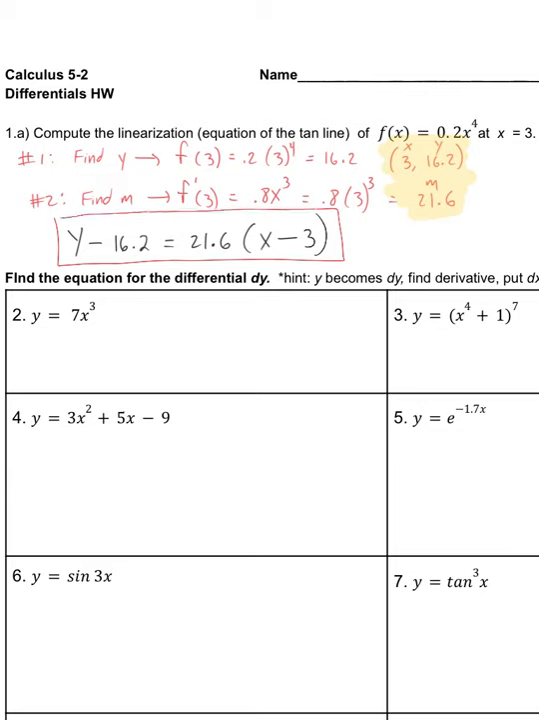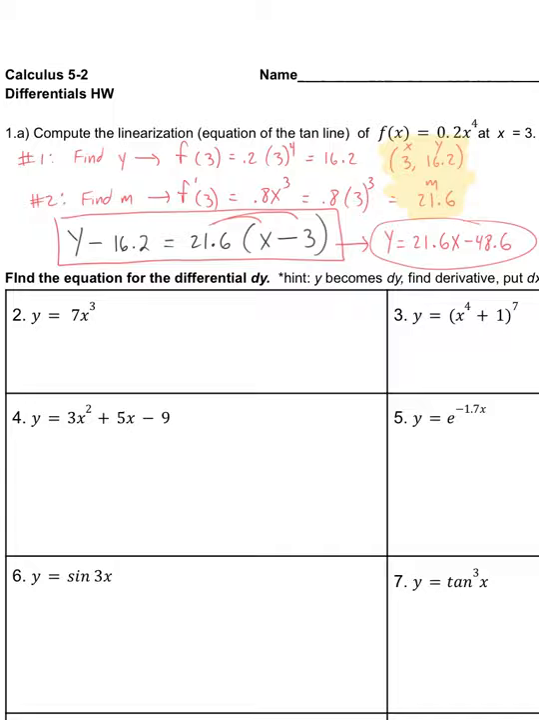Now, if you want to check your work, solve that for y and put it in slope-intercept form. When we do that, the first thing we would do is distribute the 21.6, and then add 16.2 to both sides. So slope-intercept form is going to be y is equal to 21.6x minus 48.6. All right, so there is our line in slope-intercept form.